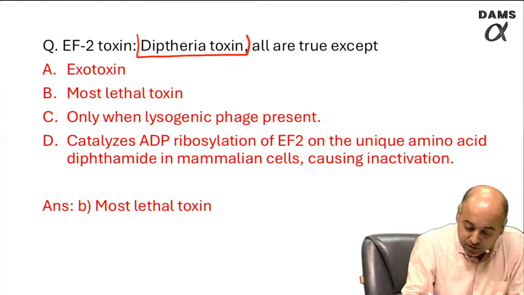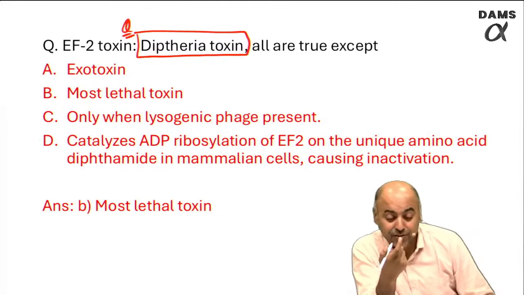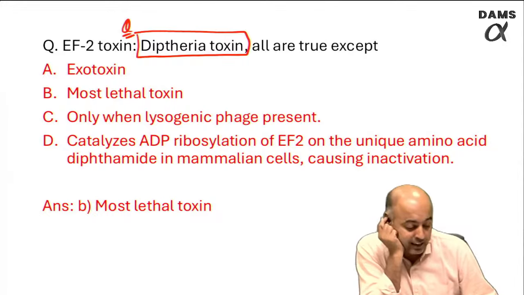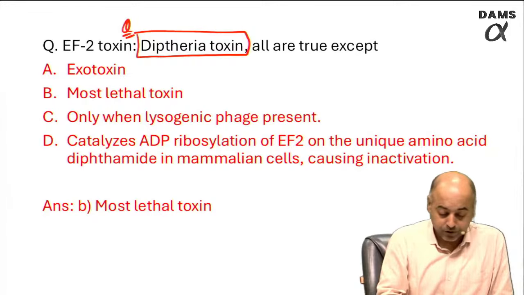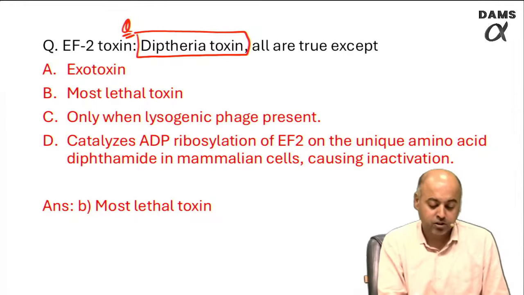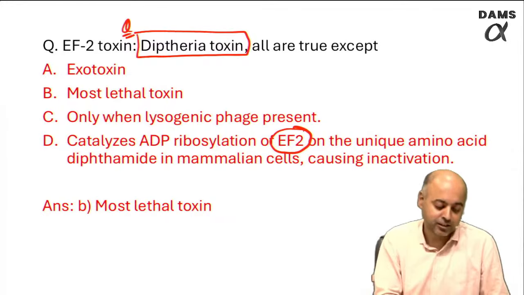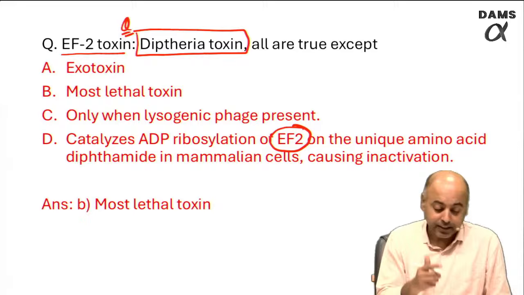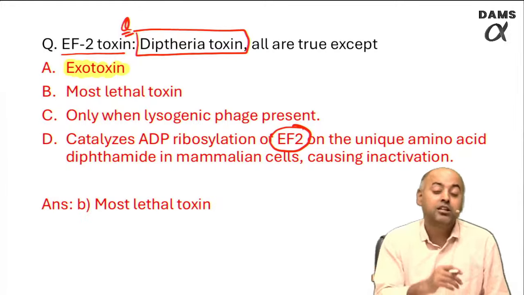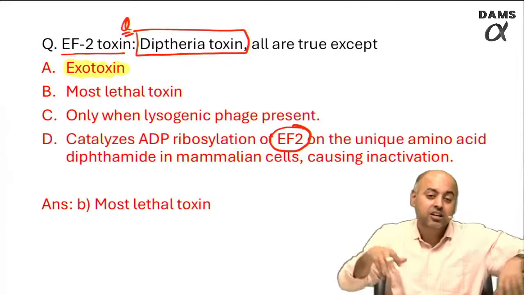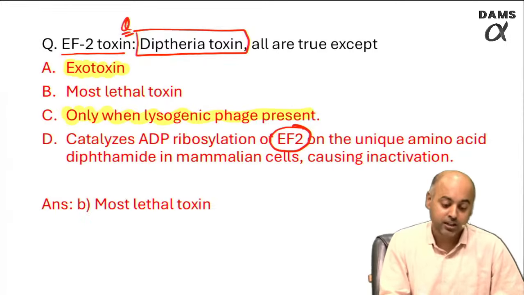Diphtheria toxin is the favorite of the examiners. However, this time we are likely to get a different one, but let's first look at diphtheria toxin and then I will talk about the second probable toxin which might land up in our exam. Okay, so EF2 toxin, the diphtheria toxin: it acts on elongation factor 2. That is why it is also known as the EF2 toxin. It is an exotoxin, which is a toxin released by the organism while it is still living. It is released in the surroundings, and it is produced by the bacteria only in the lysogenic phage.